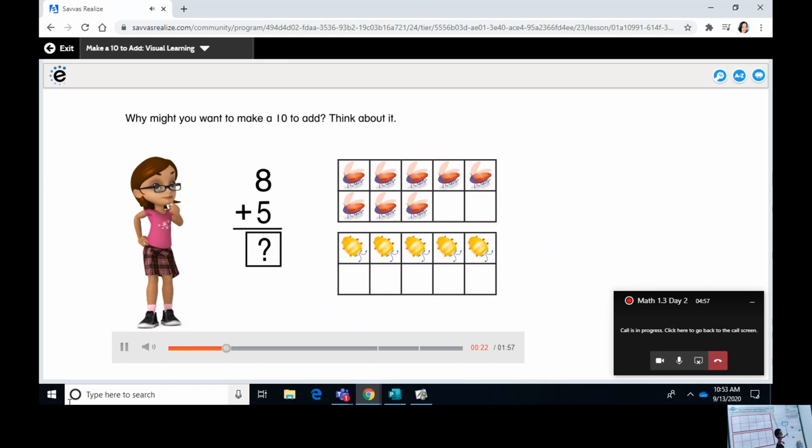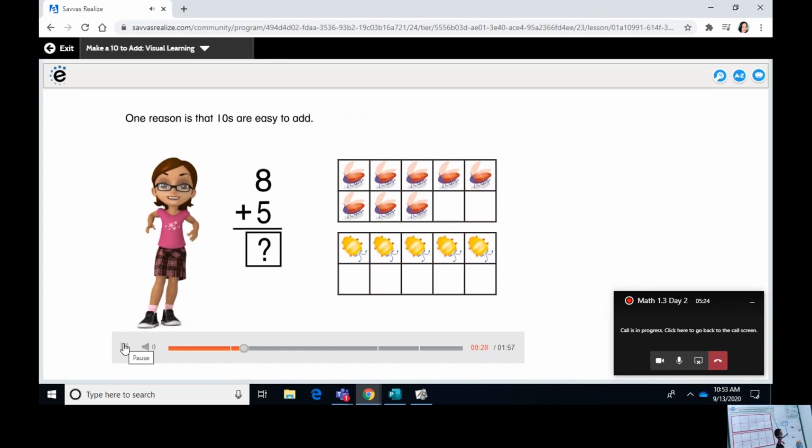Why might you want to make a 10 to add? Think about it. Why would you want to do that? Let's think. Is it easy to add 8 plus 5? Not that easy. Is it easy to add 10 plus something else? That's a little easier. One reason is that tens are easy to add.